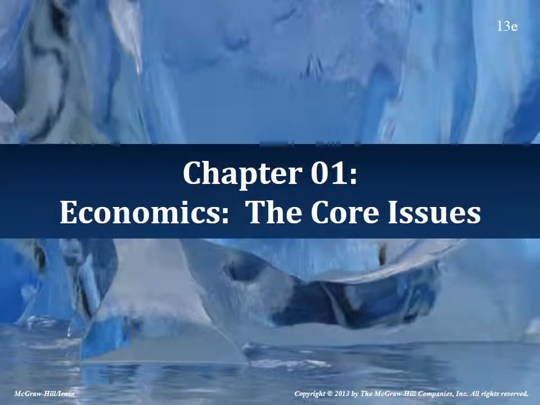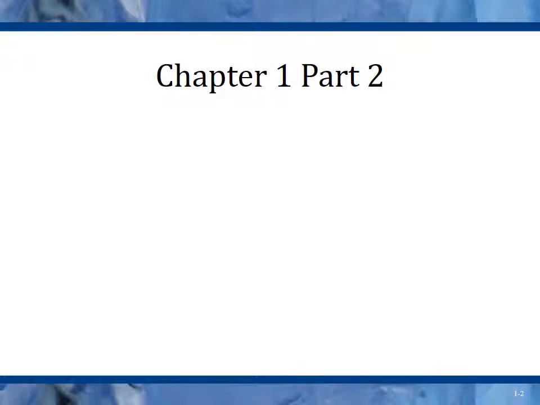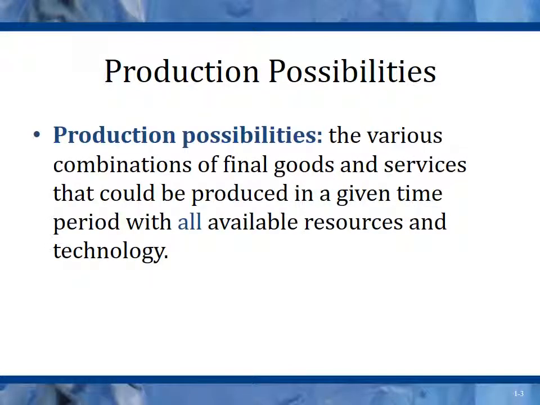Welcome everybody. We are picking up where we left off. We're in chapter 1, part 2. Remember, we just finished talking about opportunity cost at the end of the first part. Now we're going to talk about production possibilities. This is another classic economic principle. Very important that we go over. Once again, setting the foundation for the future chapters.